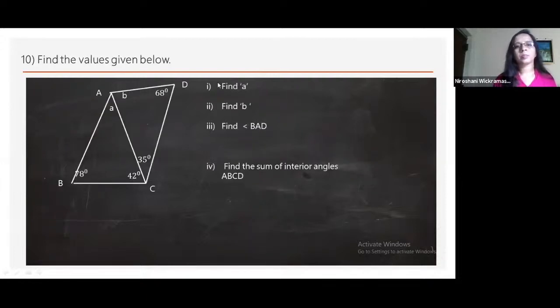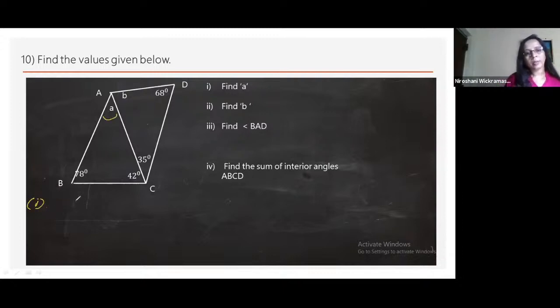Next question. Find the value of A here. How much is A here? This is a triangle, right? The angles add up to 180. So we can find it. First one I will do it here.